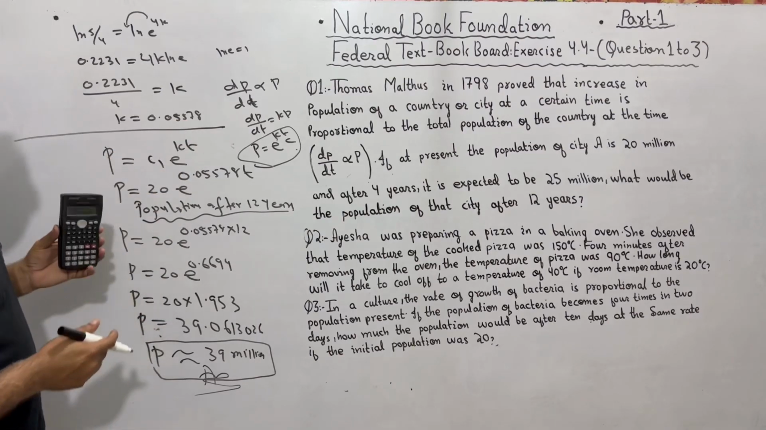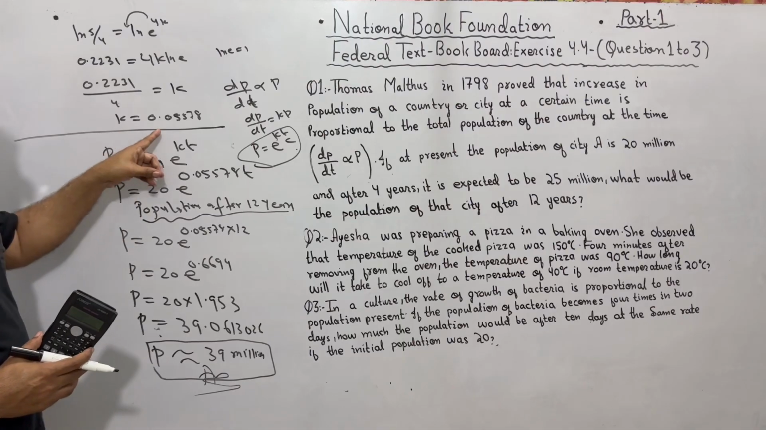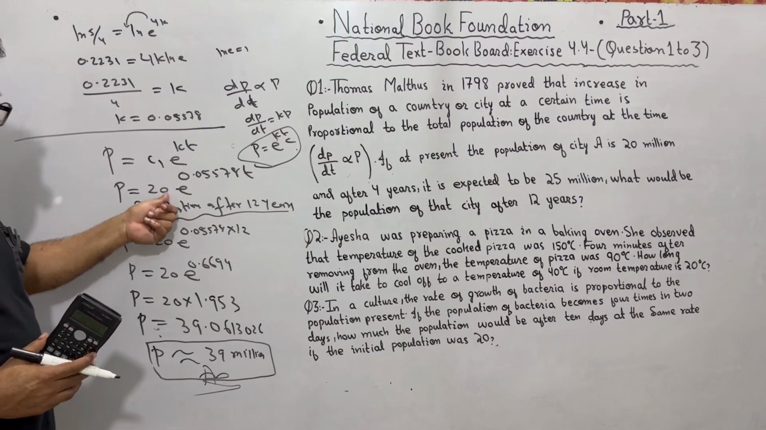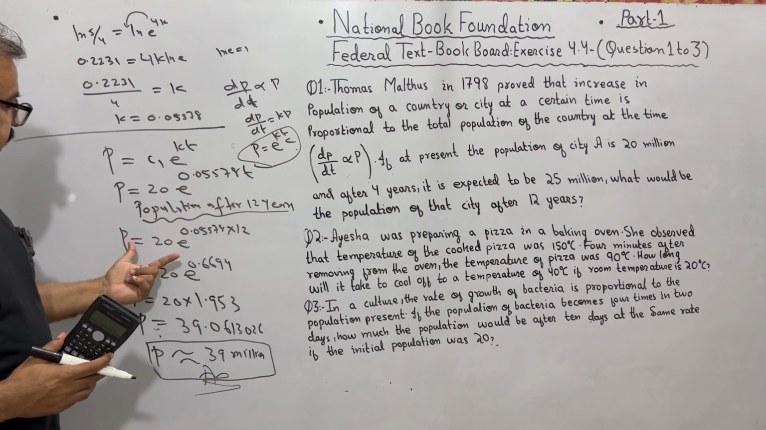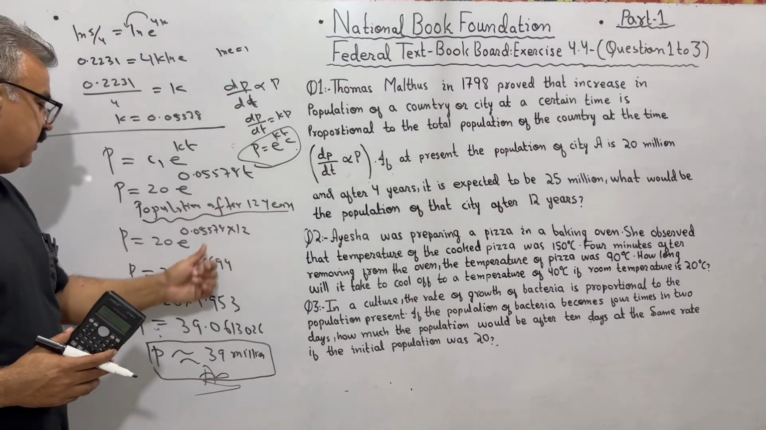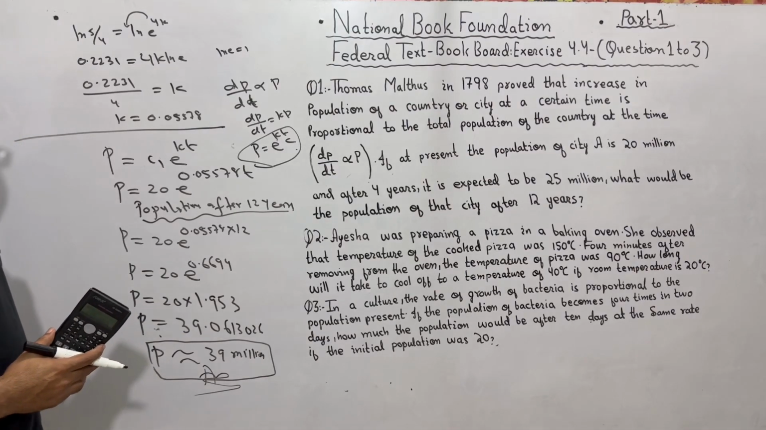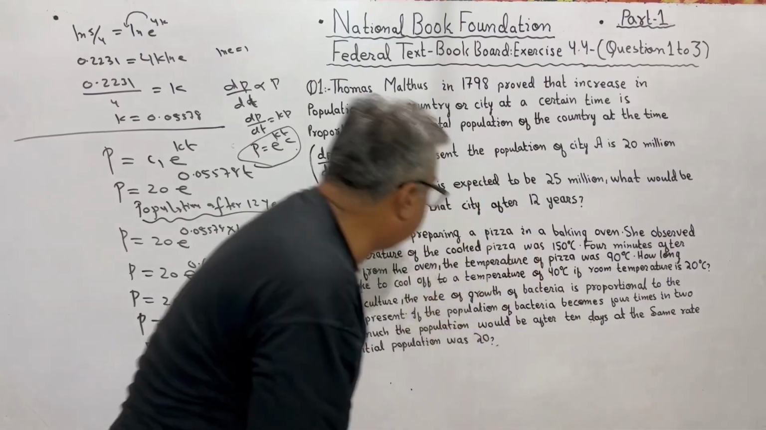That's 0.05578, with a tiny use of the calculator, which you are familiar with at this level. Now we have both constants: c is 20, k is 0.05578, and we are asked to find the population after 12 years. Just plug in the value of t is 12. Our population after 12 years would be 39 millions. Moving towards the next question.